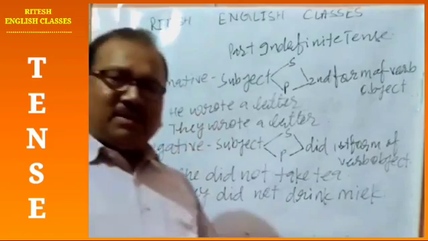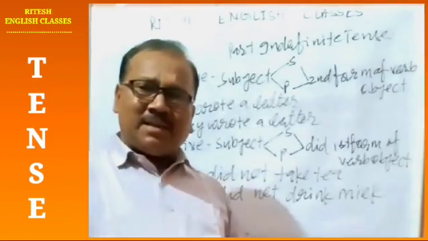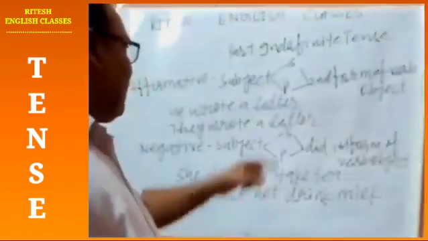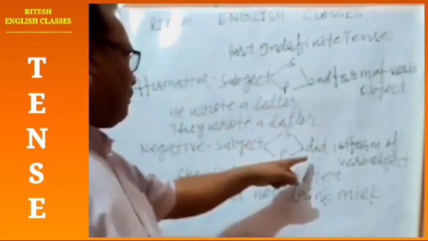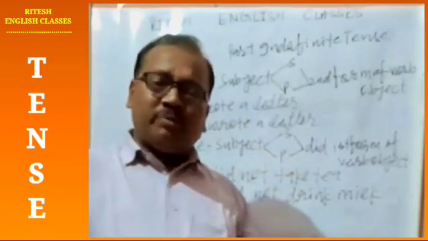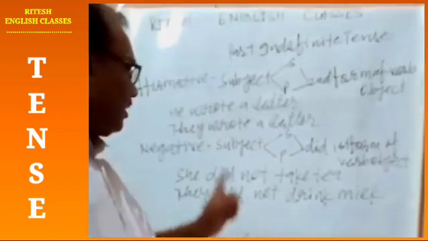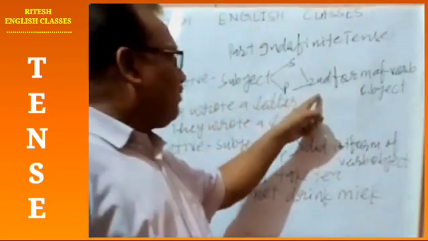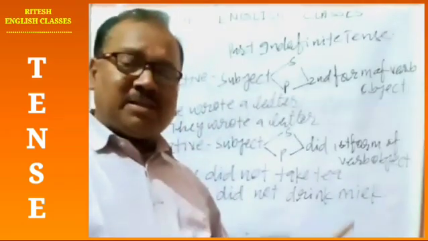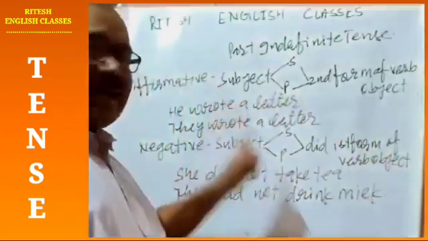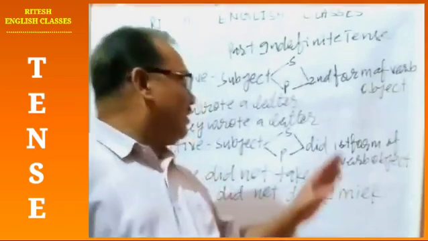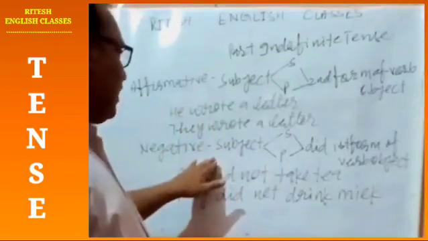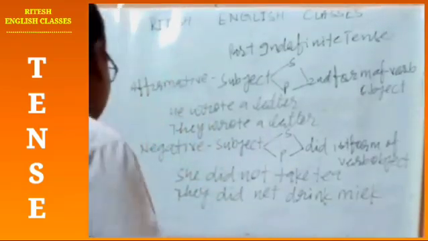So in this tense, one thing you are seeing is that the helping verb did is used with both the subjects, singular and plural, and in the affirmative the second form of the verb is used with both singular and plural. So this is affirmative, negative, and after that interrogative.